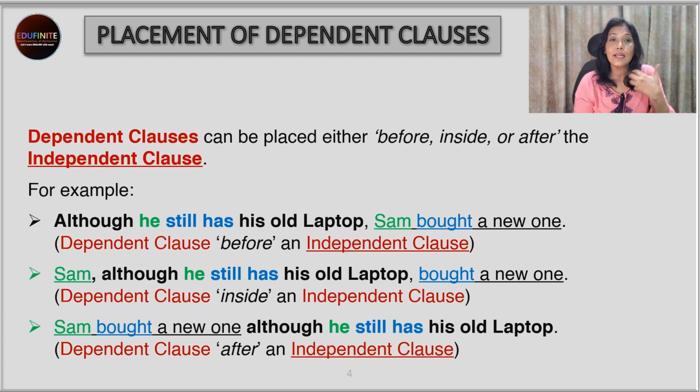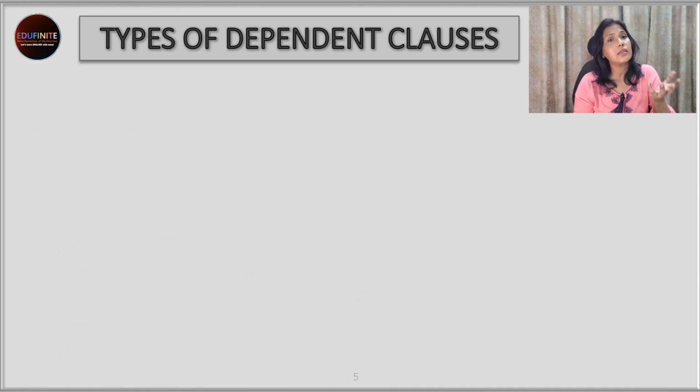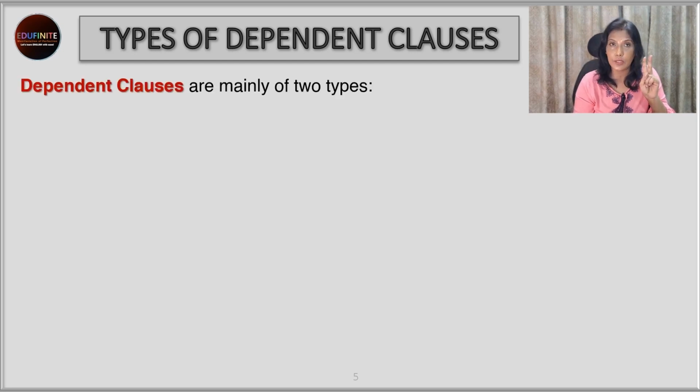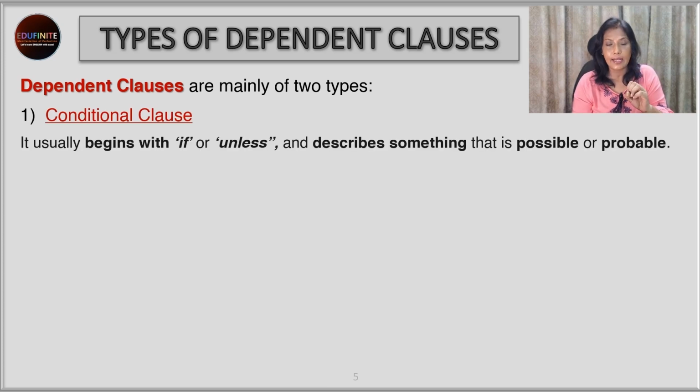Well, the next one is, dependent clauses are of various types, and let's look at how many types there are. Dependent clauses are mainly of two types. So the first one is the conditional clause. Now what is that? It usually begins with if or unless and describes something that is possible or probable. So if the dependent clause begins with if or unless and tries to tell things that might possibly happen or will probably happen, then that is the conditional dependent clause.